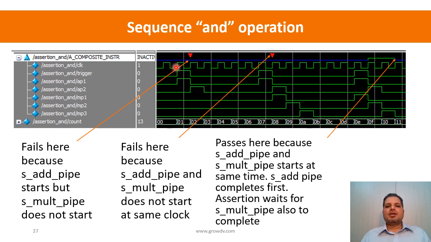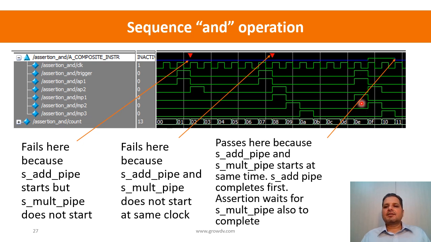But if you see, the mult pipe sequence isn't starting at all. Only the add pipe sequence is starting, and hence since it did not see the mult pipe starting, the overall AND property has failed. Since both of them did not start, the other one didn't start at all, it has failed. Now here we have mult starting, but starting a clock delayed. Here it was not starting at all, here it is starting, but it is starting 1 clock late. So still the AND of these two is failing over here.